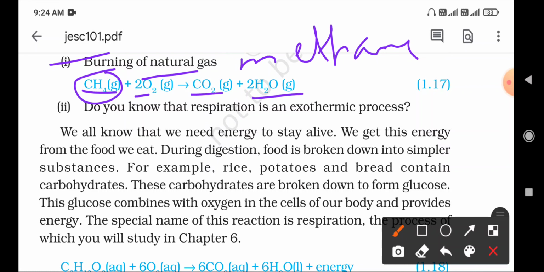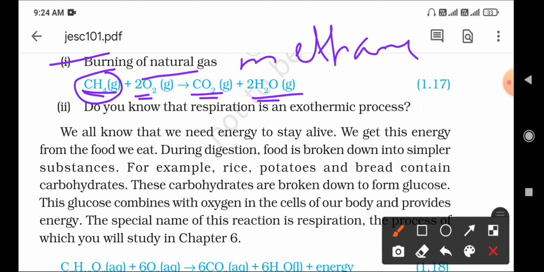So here the question arises: what is exothermic reaction with example? Exothermic reaction means a reaction in which heat is released along with the formation of product is called the exothermic reaction. Example: CH4 plus O2 gives carbon dioxide plus H2O. So this is the exothermic reaction.